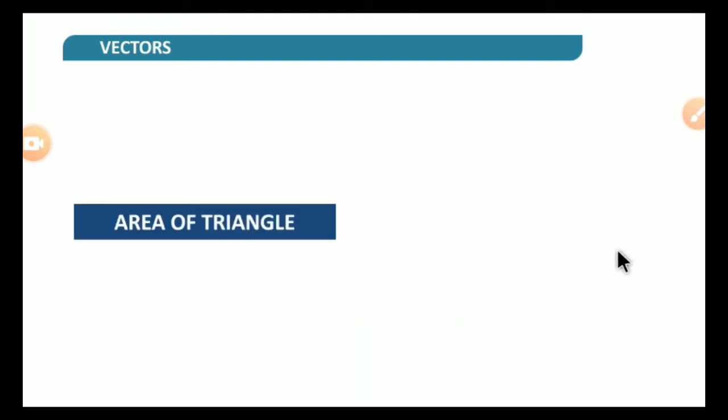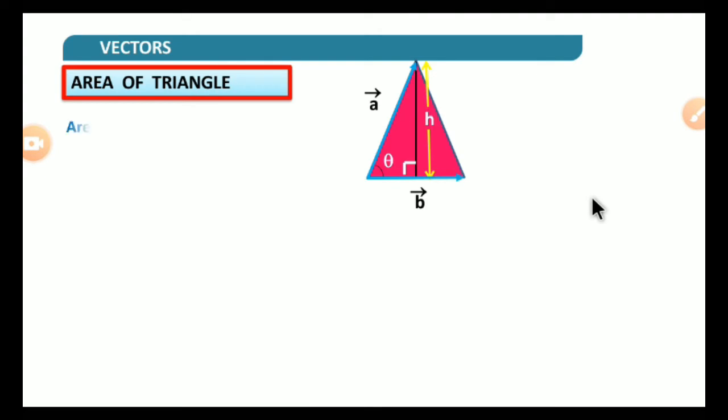Now let us find the area of a triangle by using the concept of the cross product of two vectors. Now consider the triangle here. These two are the adjacent sides A and B. This is the height, which is exactly perpendicular to the vector B. Therefore the area of the triangle is given by half into base into height, that is half into the magnitude of vector B into height h.